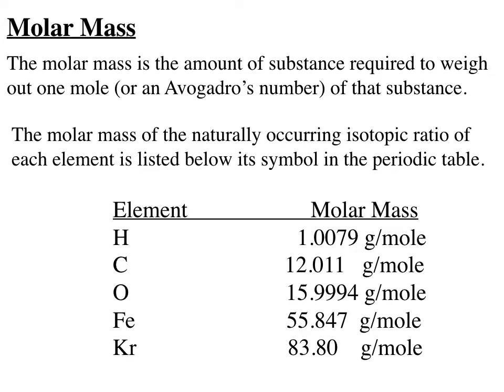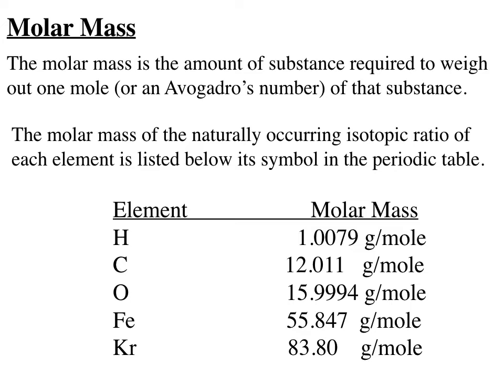So someone has determined, and believe me, these have been determined for quite some time now, that if you weigh out 1.0079 grams of hydrogen atoms, then at least to 5 digits of accuracy, you have 1 mole of hydrogen atoms, or 6.02 times 10 to the 23rd hydrogen atoms. If you weigh out 12.011 grams of carbon atoms, you have an Avogadro's number of carbon atoms, 6.02 times 10 to the 23rd of them.